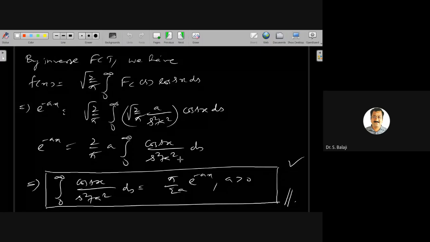So this is the formula we are getting here. The constants we take to the right side, so the integral 0 to infinity of cos sx by s square plus a square ds will be pi by 2a e power minus ax, a greater than 0. It is another relation. Now these are the inversion formulas we are getting here.